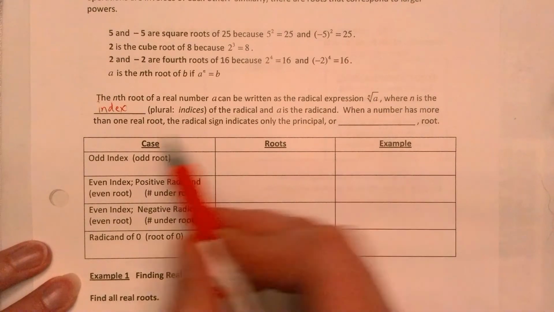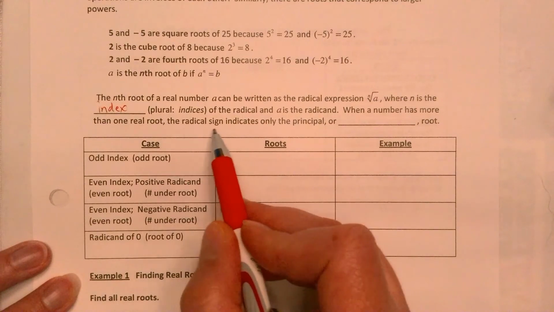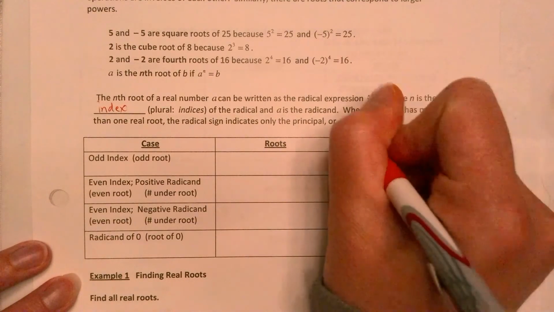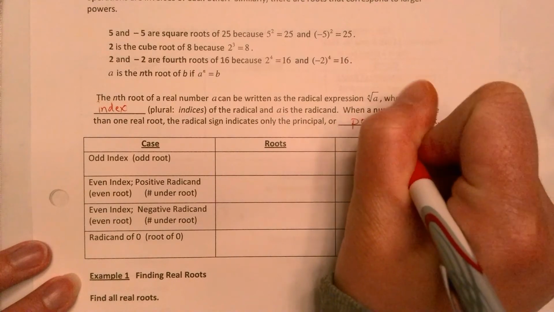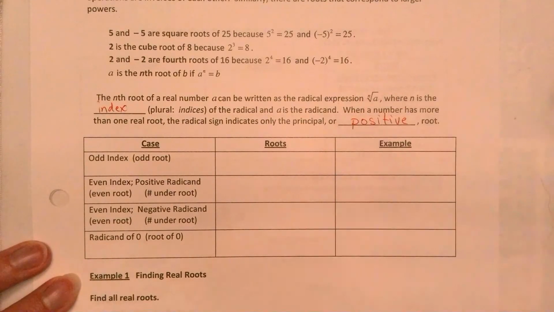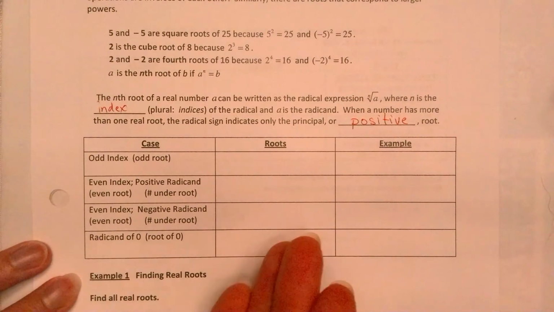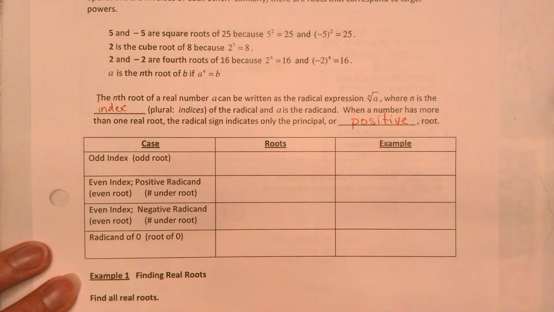When a number has more than one real root, the radical sign indicates only the principal or the positive root. So when I go to put the square root of 4 in my calculator, it's only going to tell me the positive root or the main principal root. But I know that I have 2 roots. Okay, so we have some rules here.